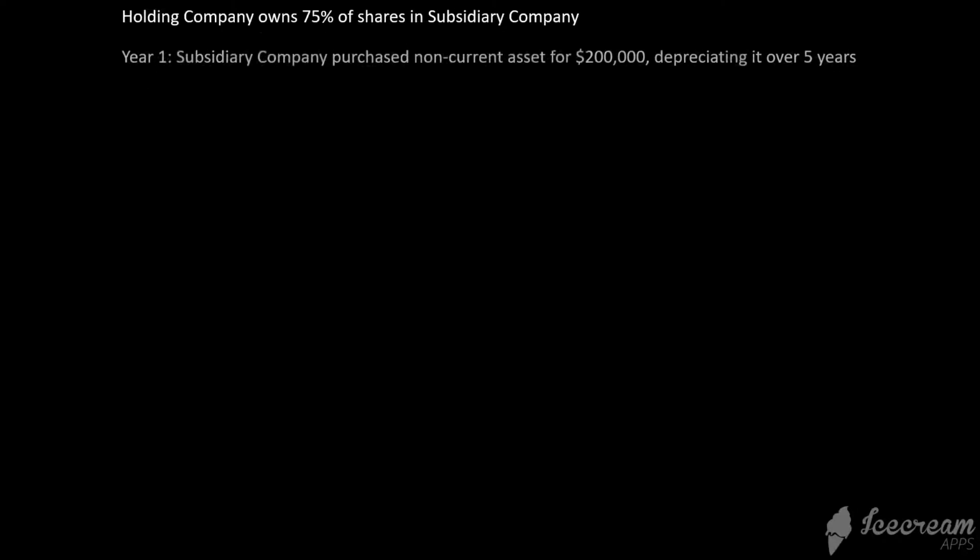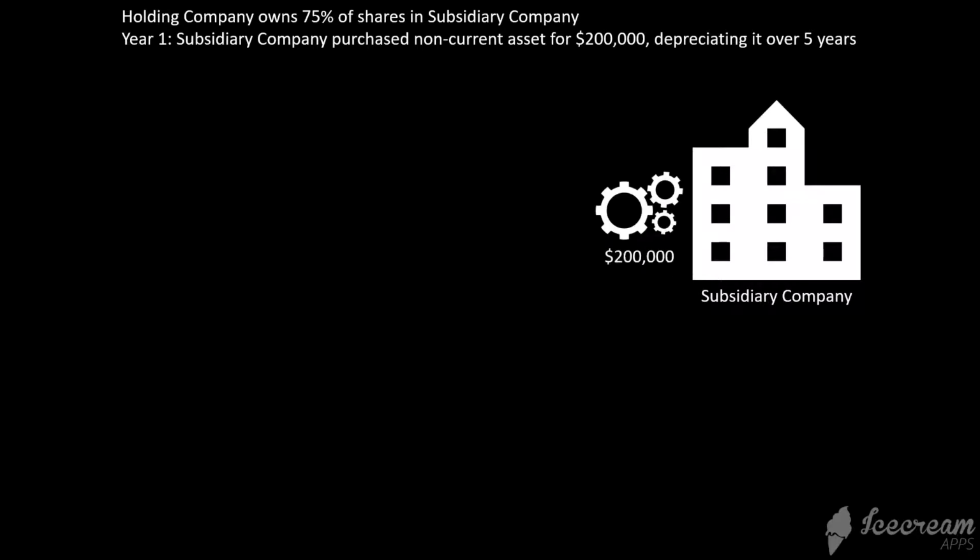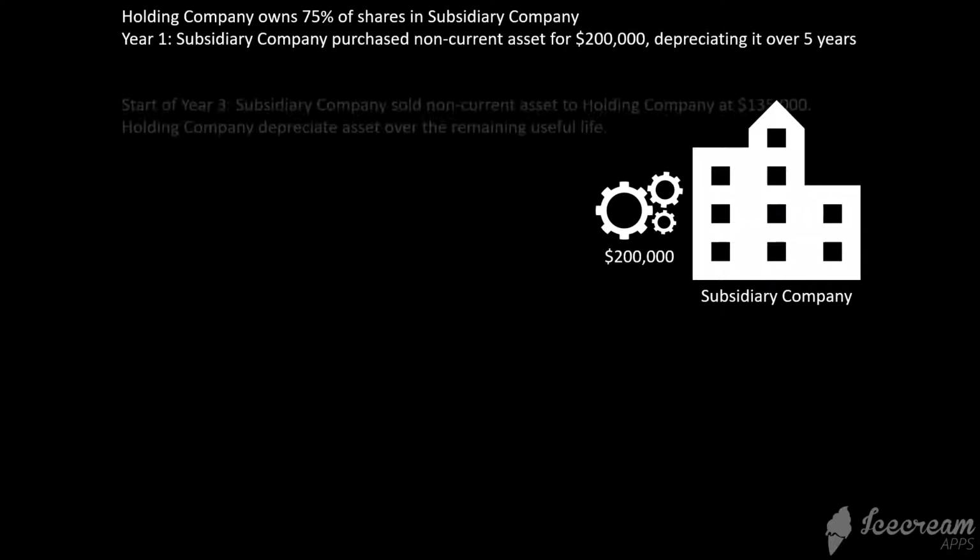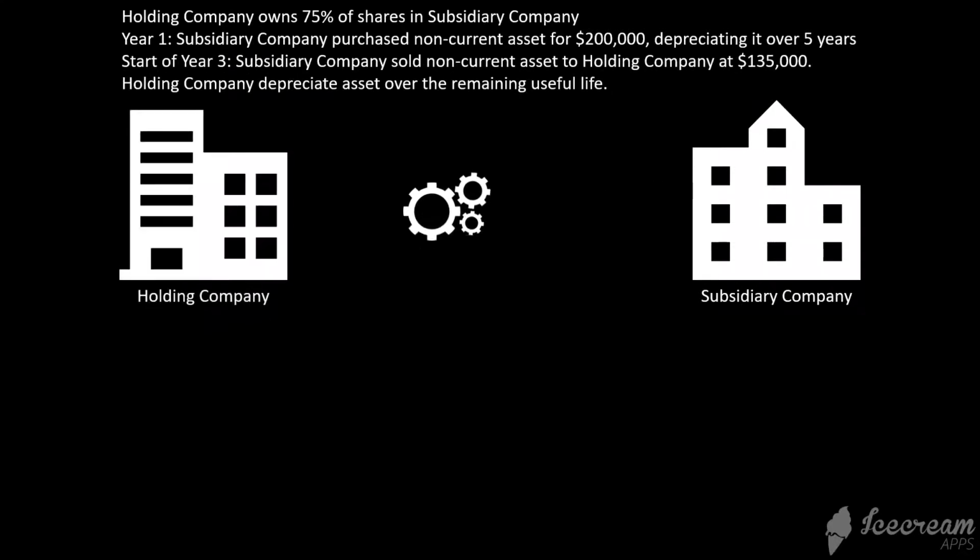Let's now assume the holding company owns 75% of shares in the subsidiary company. In year 1, the subsidiary company purchased a non-current asset for $200,000. The useful life of the non-current asset is 5 years. At the start of year 3, the subsidiary company sold the non-current asset to its holding company for $135,000. The holding company continued depreciating the asset over the remaining useful life, that is, 3 years, since the subsidiary company has used the asset for the last 2 years.